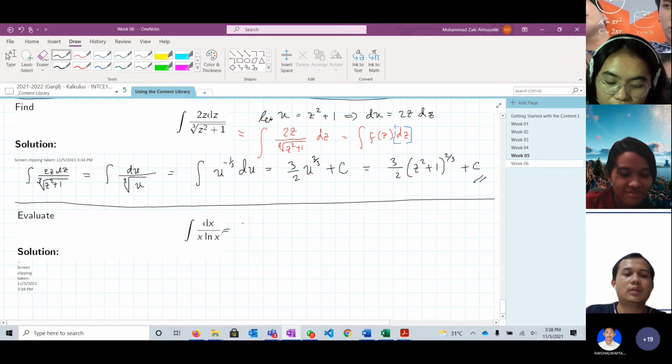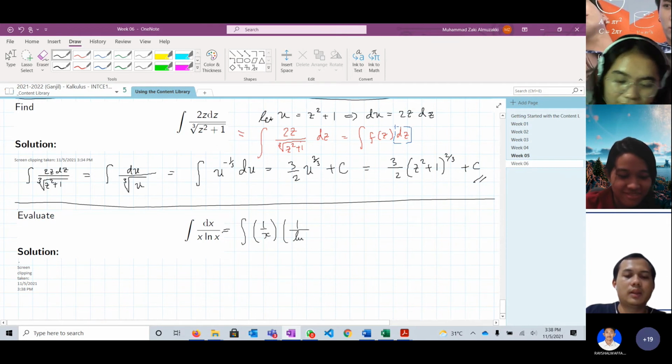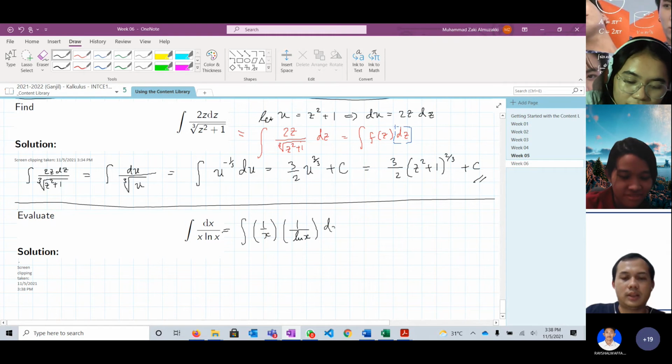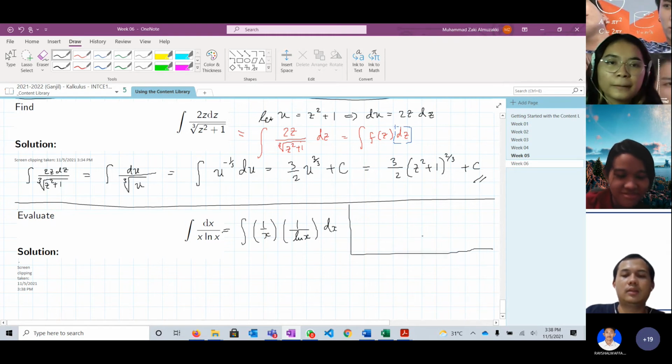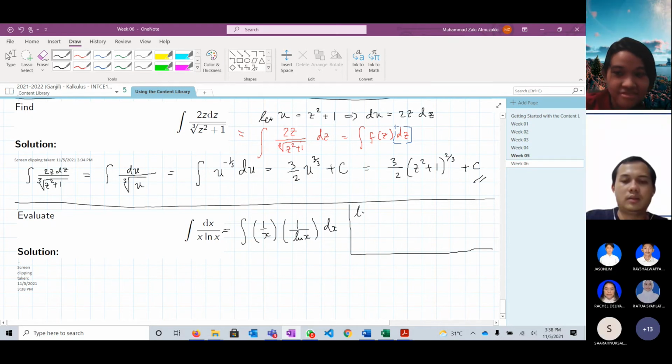This is equal to the integral of 1 over x times 1 over ln x dx, and we let u be equal to ln x. We let u equal ln x, then du.